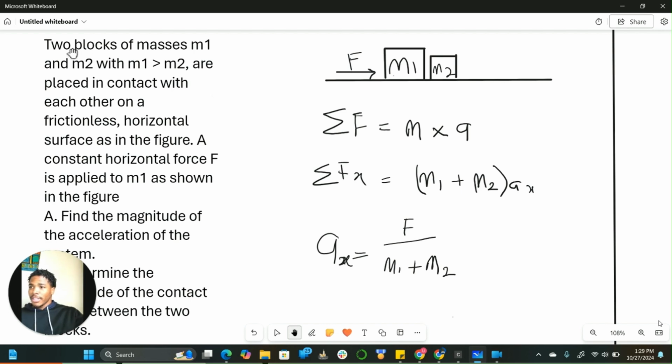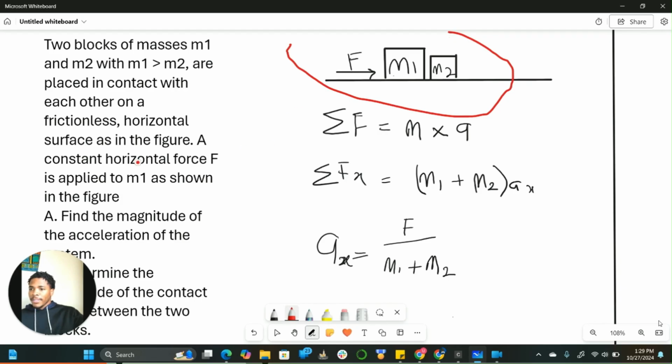The question says: two blocks with masses m1 and m2, with m1 greater than m2, are placed in contact with each other on a frictionless horizontal surface, as in the figure, and this is the figure that we're referring to. The constant horizontal force F is applied to m1 as shown in the figure. Find the magnitude of the acceleration of the system.